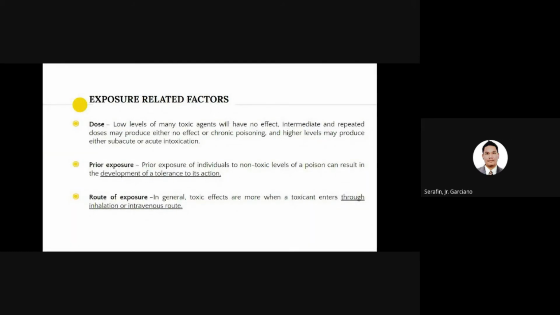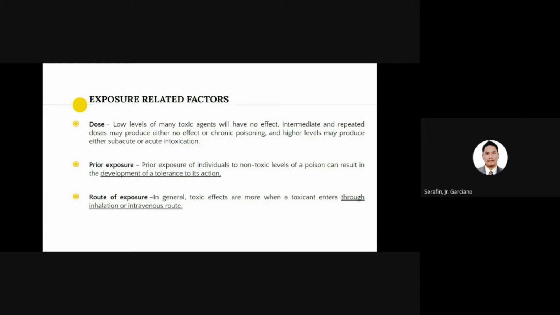In exposure-related factors, low levels of many toxic agents will have no effect. Intermediate and repeated doses may produce either no effect or chronic poisoning. So the body may withstand the insult, or the body has lesions and chronic poisoning develops. And higher levels may produce either subacute or acute intoxication.